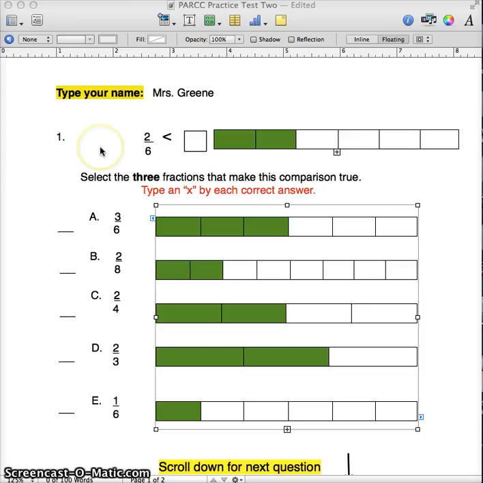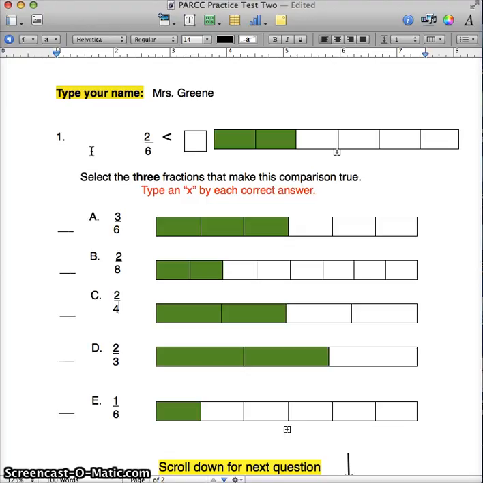My test looks different from yours because I decided to use some drawings to help me solve this first question, and that is your best bet for this question. This question is asking you to compare fractions that have different denominators.